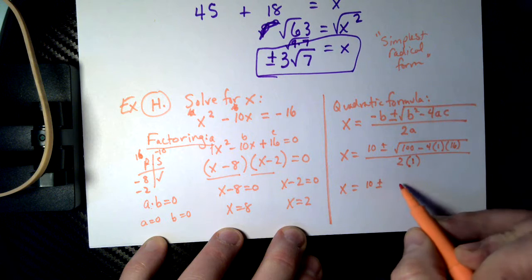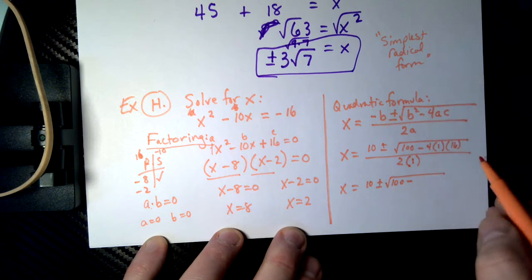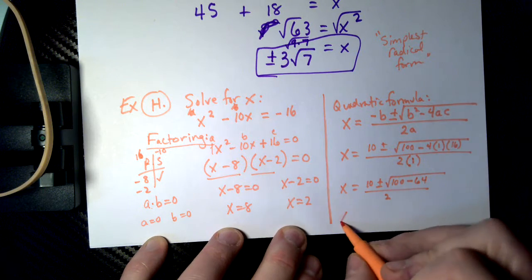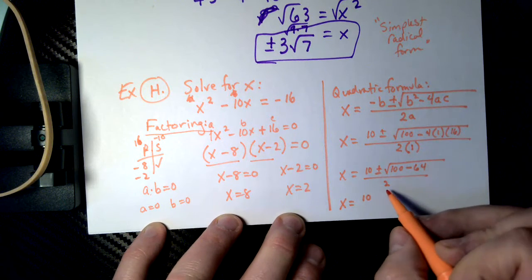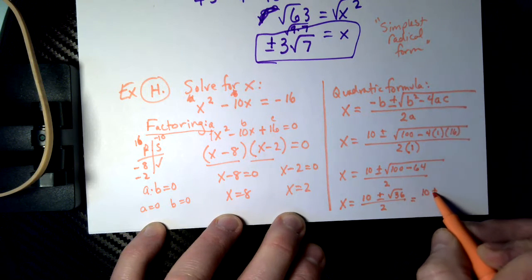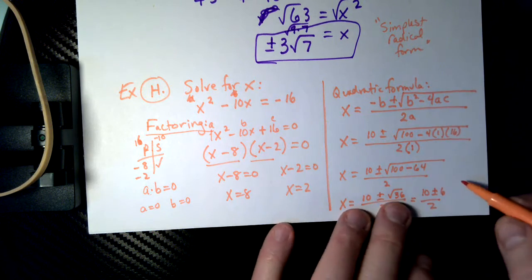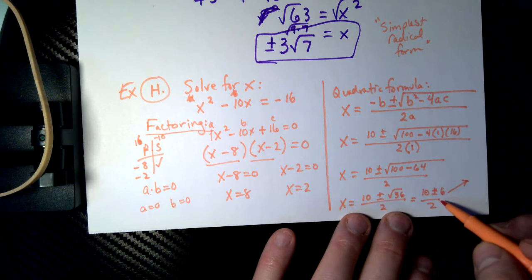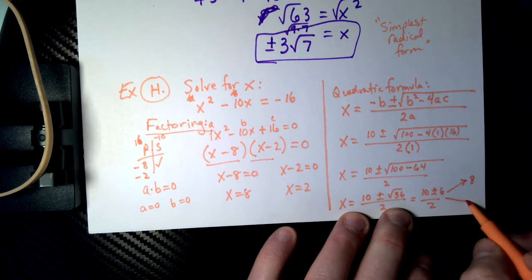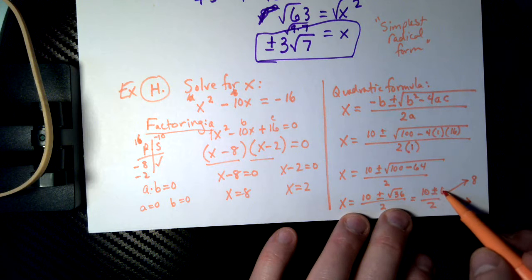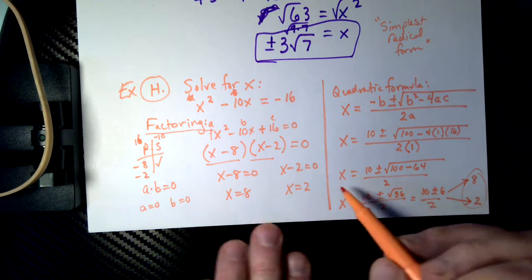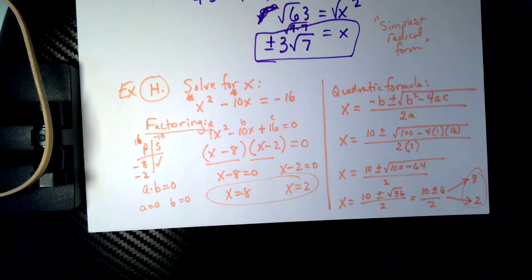X is going to equal 10 plus or minus the square root of 100 minus 64 all over 2. That's going to give me x equals 10 plus or minus square root of 36 all over 2. 10 plus or minus 6 over 2. Now, if I add those numbers on top, 10 plus 6, that's 16 divided by 2, which is 8. If I subtract those two numbers on top, 10 minus 6, that's 4, and 4 divided by 2 is 2. So I get answers of 8 and 2.